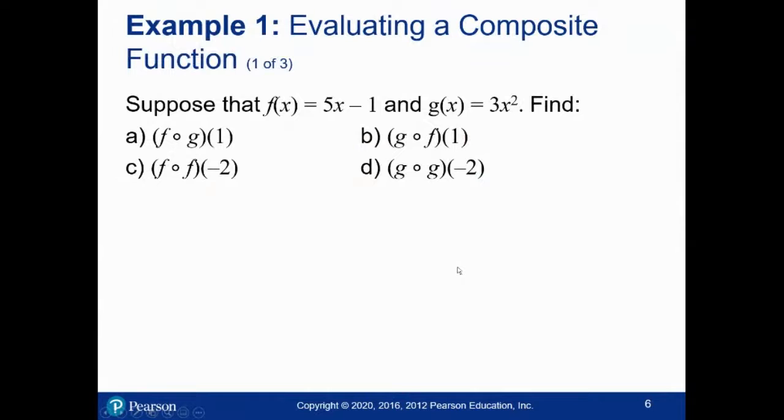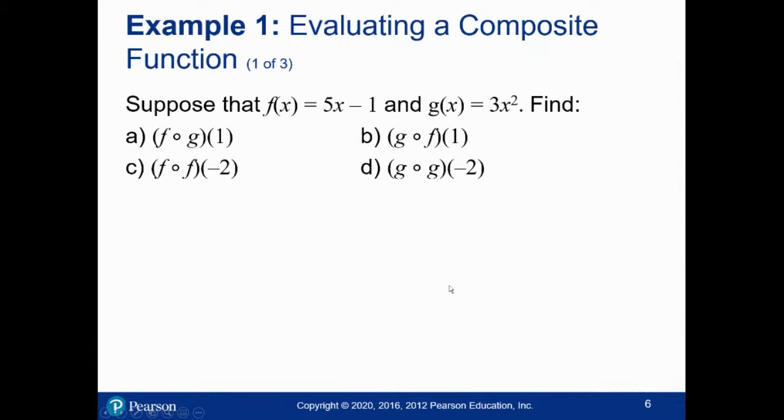So let's look at some examples so we can see exactly what's going on here. Here are two functions. f of x is 5x minus 1. g of x is 3x squared. So here are two perfectly nice functions. We could do things like graph them, find intercepts, etc. But now what we want to do is understand the composition. So find each of the following: f of g of 1, g of f of 1, because it might be different, f of f of negative 2. In other words, you're using f in both spots there, and then g of g of negative 2 as well.